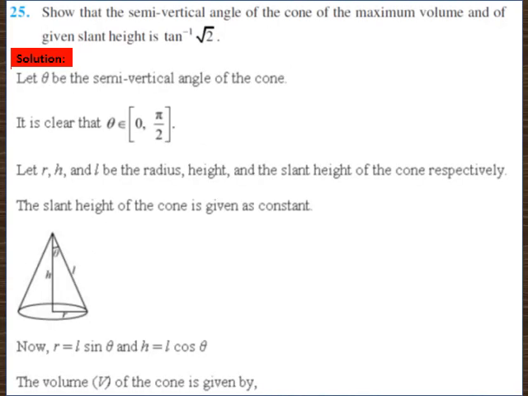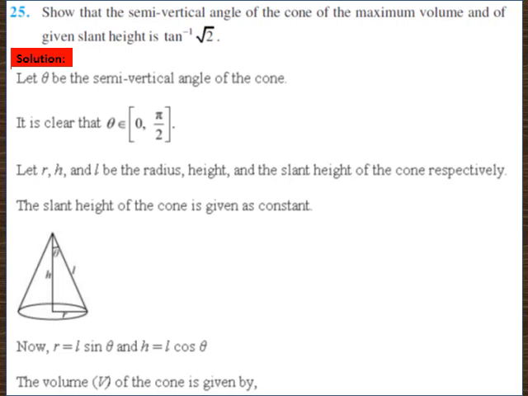We have question number 25. Show that the semi-vertical angle of the cone of maximum volume and of given slant height is tan inverse root 2. Now read the question, that we have the given slant height. It means slant height is fixed. We have the maximum volume, so our function will be volume, and we have to show that the semi-vertical angle will be tan inverse root 2. Clear? So let the semi-vertical angle be theta, and we know that this theta belongs to 0 to pi by 2.